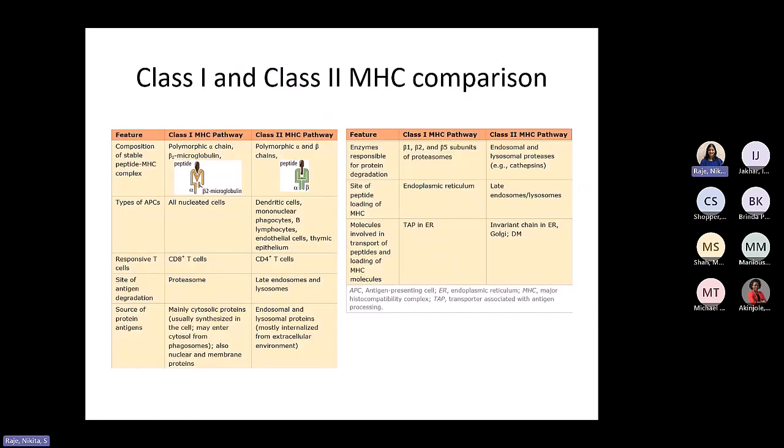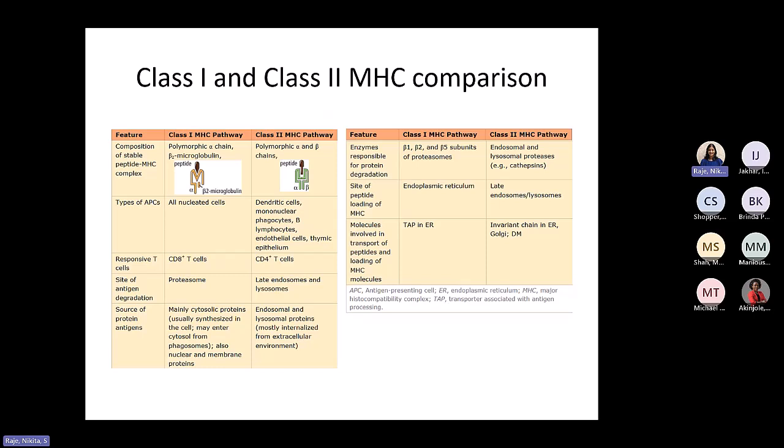Class 1 and class 2 MHC comparison, really, it's self-explanatory. We talked about the structure, how there is one alpha chain in class 1 MHC. For class 2 MHC, there is an alpha and beta chain. We know the cells that express class 1 and class 2 MHC. So class 1 MHC is present on all nucleated cells. Class 2 is restricted to certain cells. We know CD4 goes with class 2 and CD8 goes with class 1 MHC.